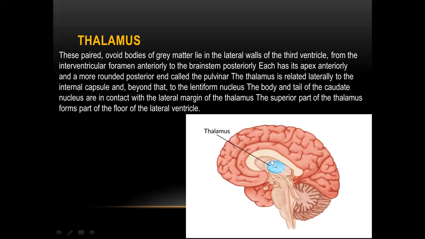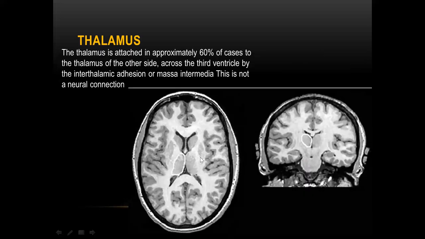The thalamus is separated laterally from the lentiform nucleus by the internal capsule, especially the posterior limb of the internal capsule. Here are axial and coronal sections of the T1 MRI, showing the thalamus and its location in the lateral wall of the third ventricle, separated from the lentiform nucleus by the posterior limb of the internal capsule.